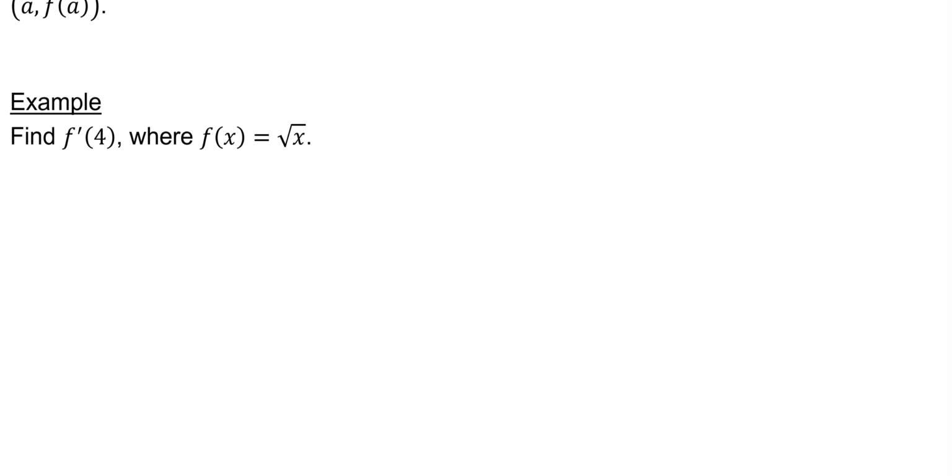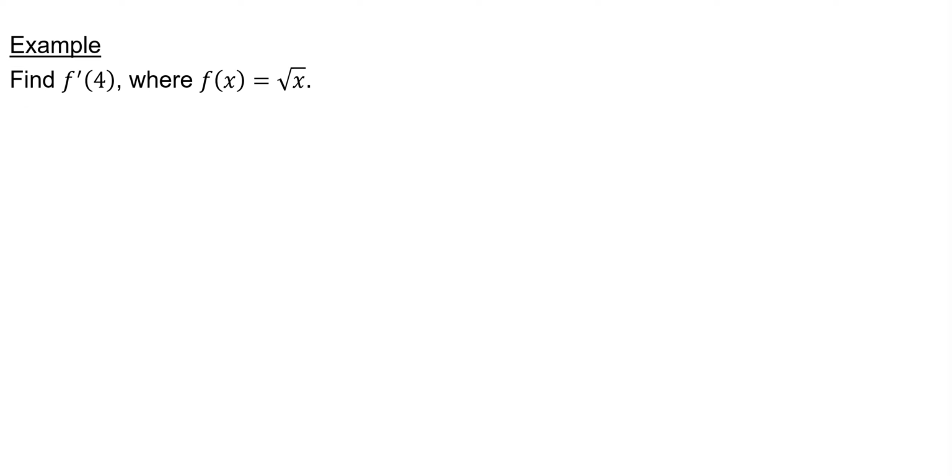So let's see an example, and then we'll talk about what it represents graphically after we get a numerical answer. So let's say we want to find f prime of 4, where f of x equals the square root of x. It's going to be a little bit confusing because there are several different ways we could do some of these questions. It should make sense. Hopefully, we'll bring it all together at the end.